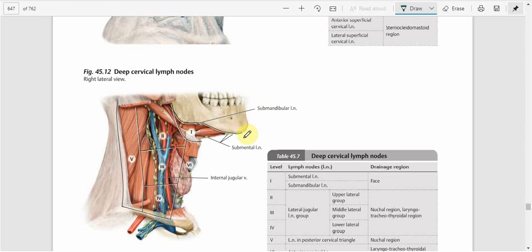So over here we can see the submental lymph nodes, and over here we can see the submandibular lymph nodes, and this over here is a boundary of the muscle. Submental lymph node, submandibular lymph node, upper lateral jugular lymph node, middle lateral jugular lymph node, and lower lateral jugular lymph node.